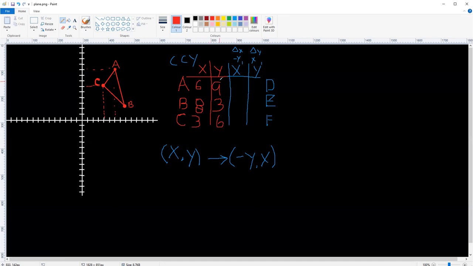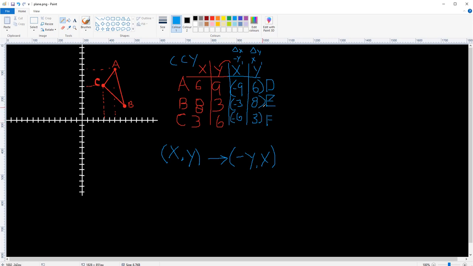Okay, so let's transfer our Y's over first. So our Y's become our X's, and then they become negative X's. So this is going to be negative 9. This is going to be negative 3. This will be negative 6. Negative 9, negative 3, negative 6. These other numbers are just regular old non-negative numbers; we're not going to change their sign. Okay, so here are our new coordinate pairs, D, E, and F.